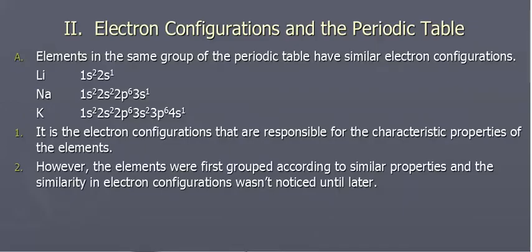If elements are in the same group, they have similar electron configurations. For example, lithium, sodium, potassium. They're in the same group. Electron configurations end in s1, whether it's 2s1, 3s1, or 4s1. The electron configurations are responsible for the properties of elements, but this was not determined until much later when we came to get the electron configurations.